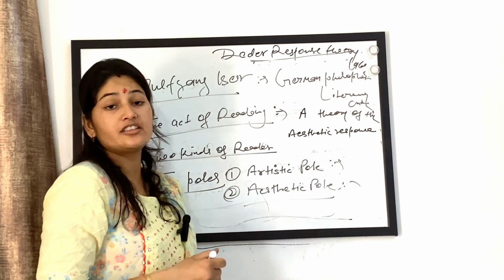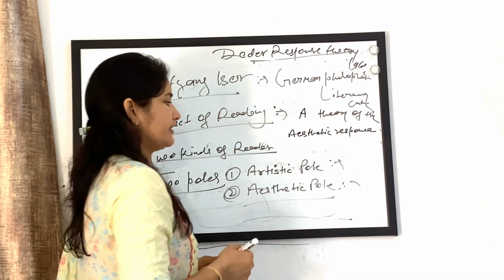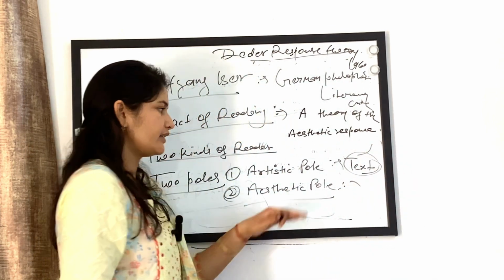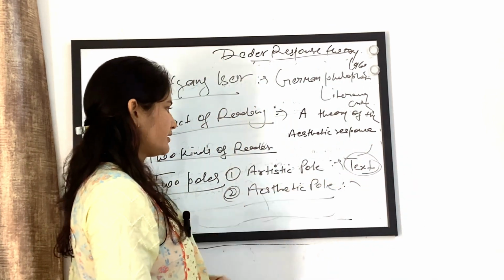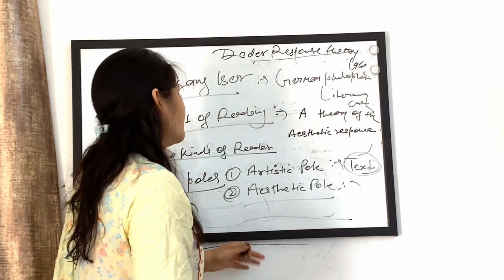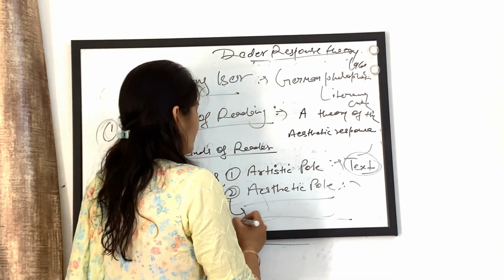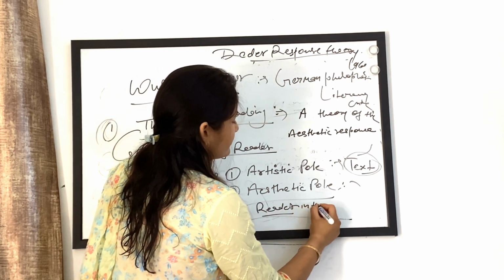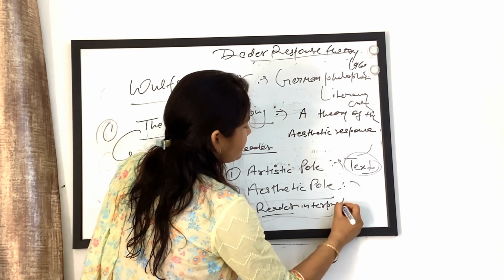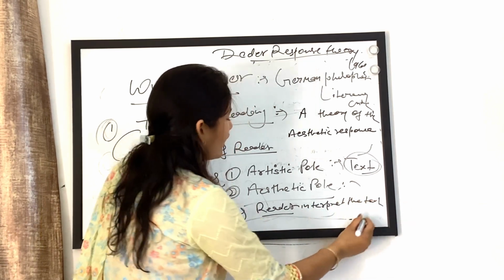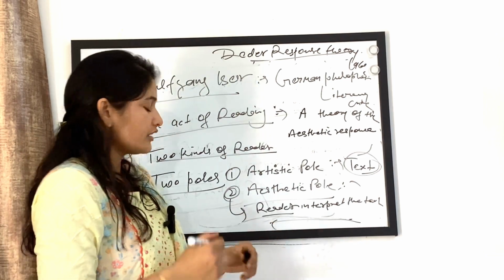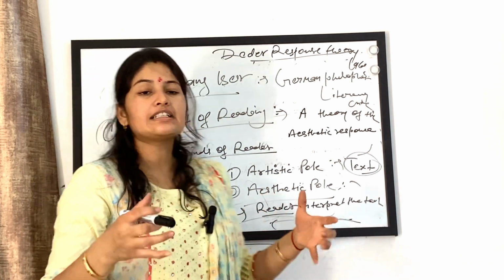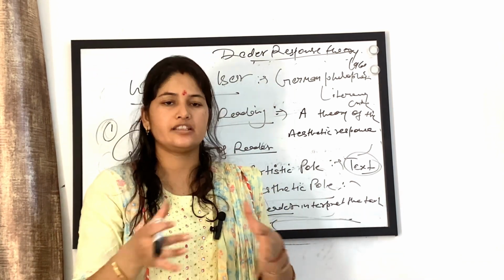The artistic pole is the text which is created by the author. So only the text comes in here. Any text which is created by the author is called the artistic pole. And now the second, the aesthetic pole. The aesthetic pole depends entirely on the reader, how the reader interprets the text in their own way. So it shows the reading of the text by the reader, and it also shows the interaction of the text and the reader.